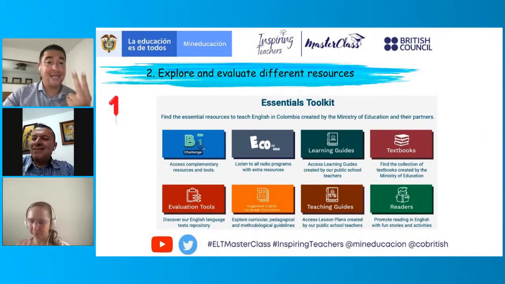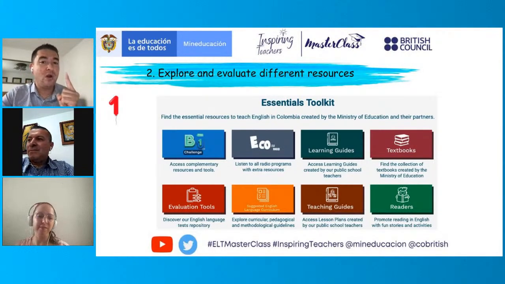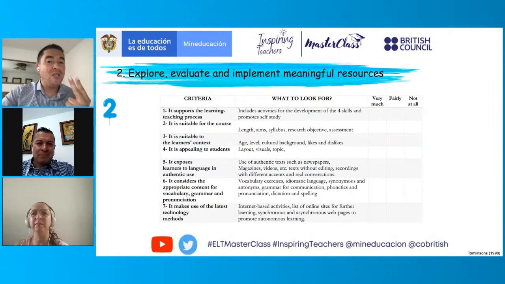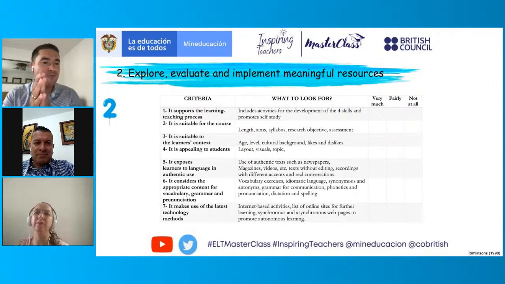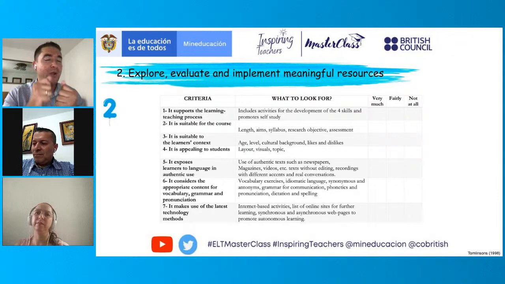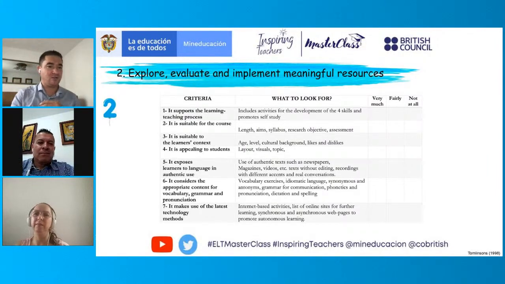So, we're in the second action step. But inside the second action step, step number one, go to Eco. And number two, use this criteria. Use the rubric that I'm going to share with all of you in order to explore, but also to evaluate and then implement meaningful resources for your language classroom.